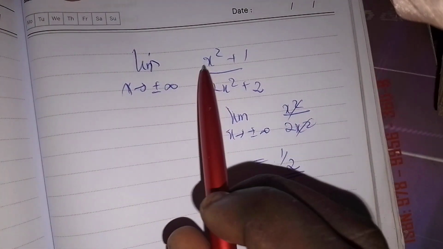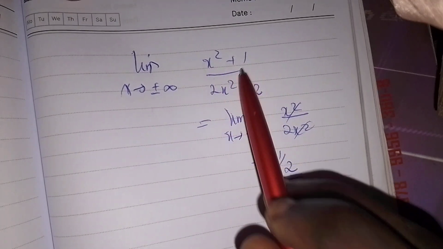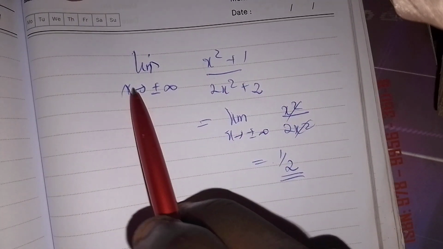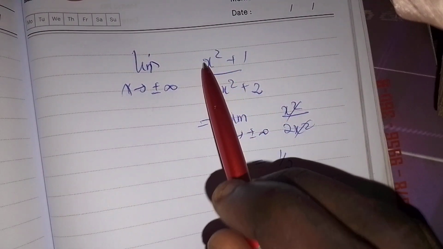Now this numerator is controlled by x squared at plus or minus infinity, alright? So that's why I'm just replacing the numerator with x squared, because as x is going to plus or minus infinity, this one is negligible, so we just concentrate on this guy.